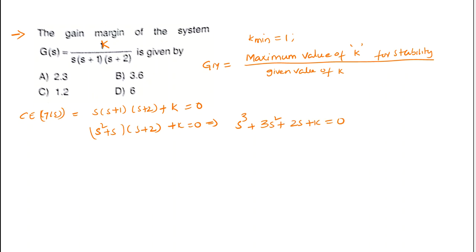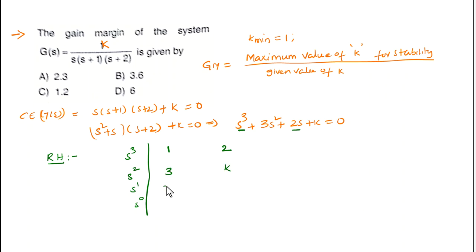So by using the RH criteria, we are going to find the value of K here. For the RH criteria, I write S cube, S square, S power 1 and S power 0. Now if all the coefficients are positive, then you can say the system is in a stable condition. So we take the first column terms 1 and 2, and the remaining are 3 and K here.